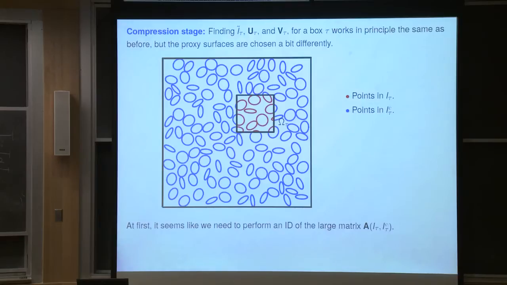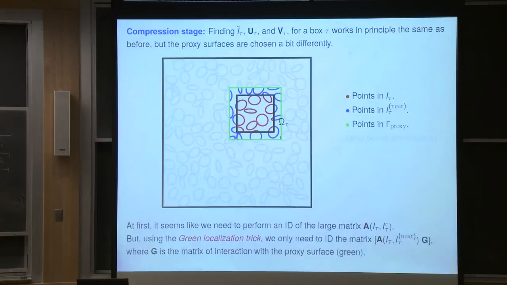Okay, so compression works basically the same. You just have to think a little bit about how to place the proxy sources. If I want to compress this red box here, a subpart of the domain, at first it looks like I need to form the matrix that maps sources on all the blue points onto targets on the red points. This is a very large matrix. I don't even want to form it. But we do exactly the same thing.